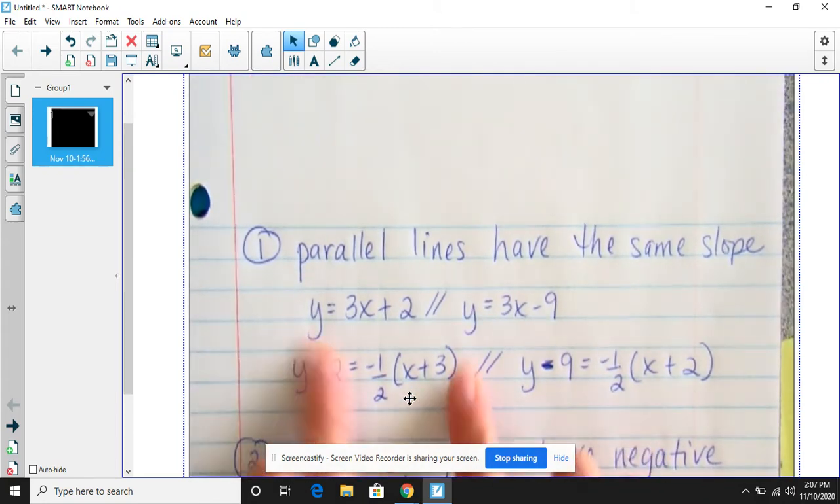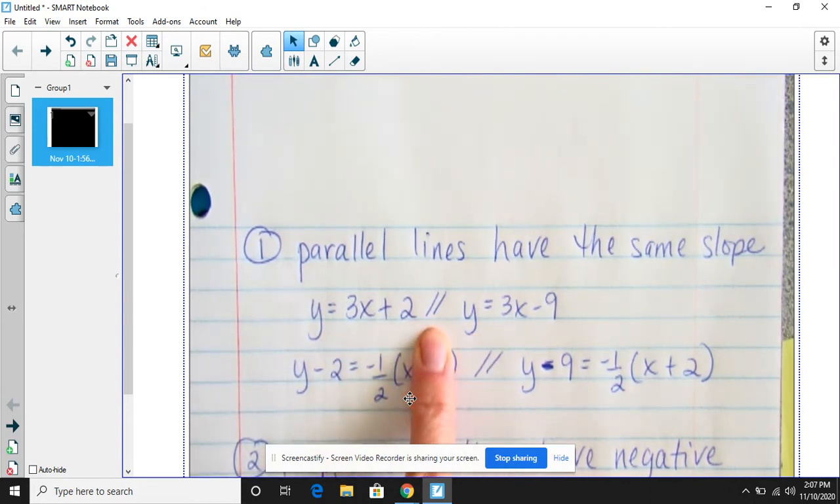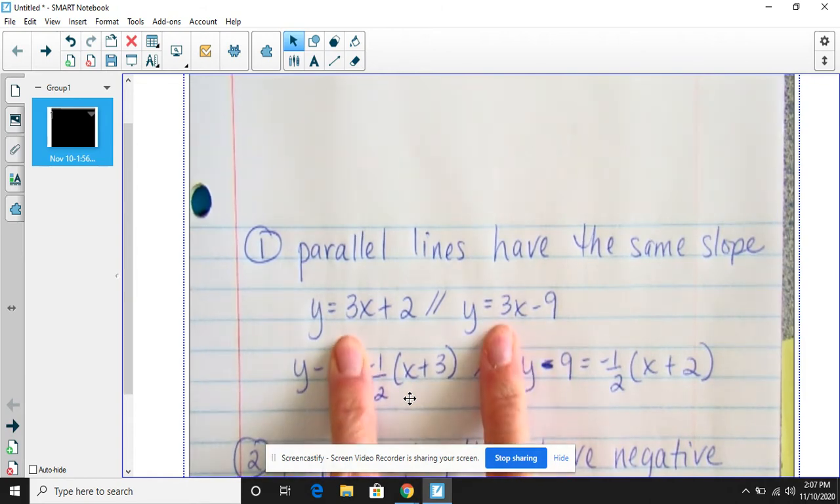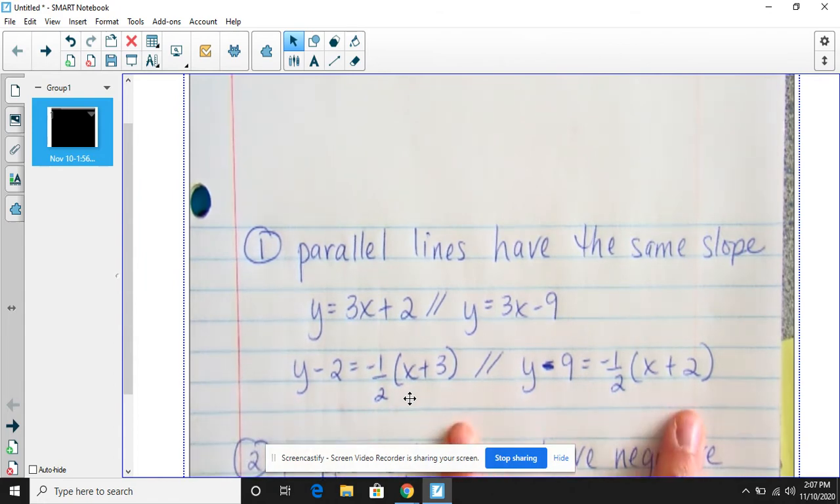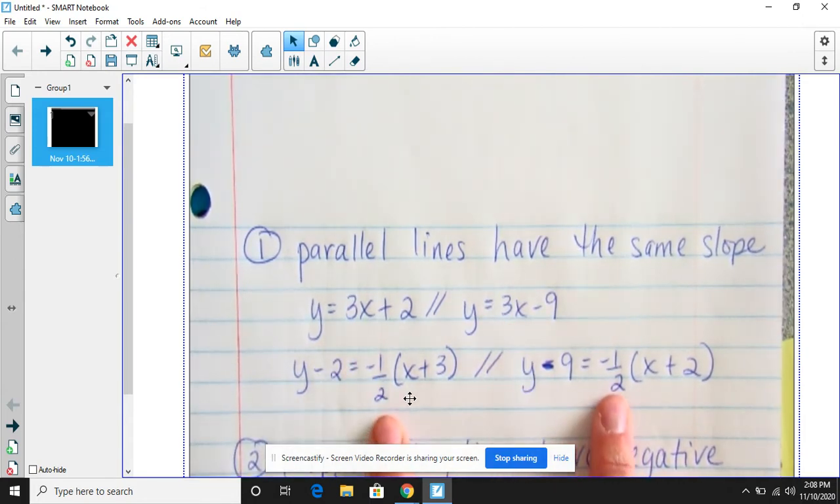For example, if they're in slope-intercept form, y equals 3x plus 2 is parallel to y equals 3x minus 9. They both have a slope of 3, so they're parallel to each other. Or if they're in point slope form, y minus 2 equals negative 1/2 times the quantity of x plus 3 is parallel to y minus 9 equals negative 1/2 times the quantity of x plus 2. If lines have the same slope, that means they're parallel. If equations have the same slope, it means they're equations of parallel lines.